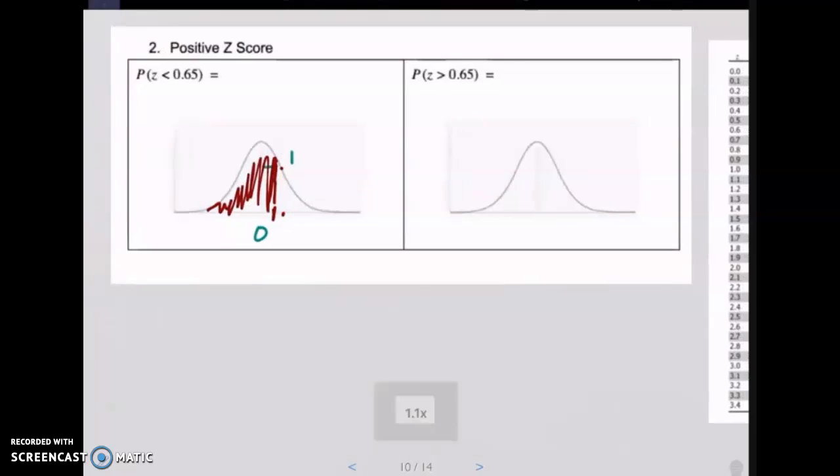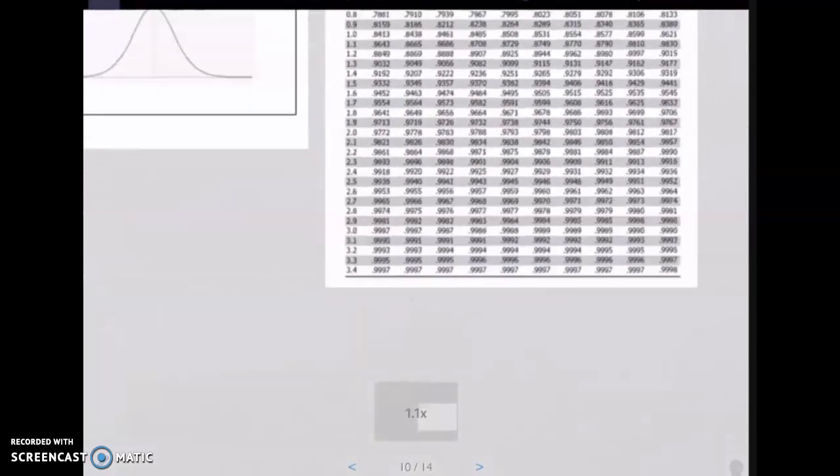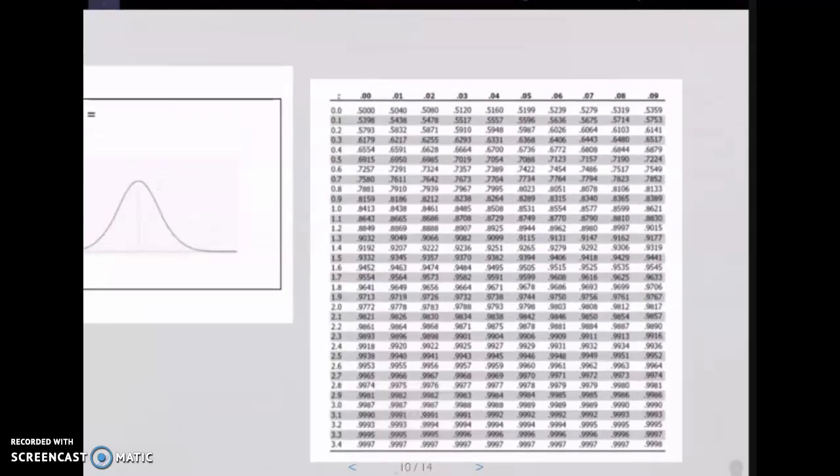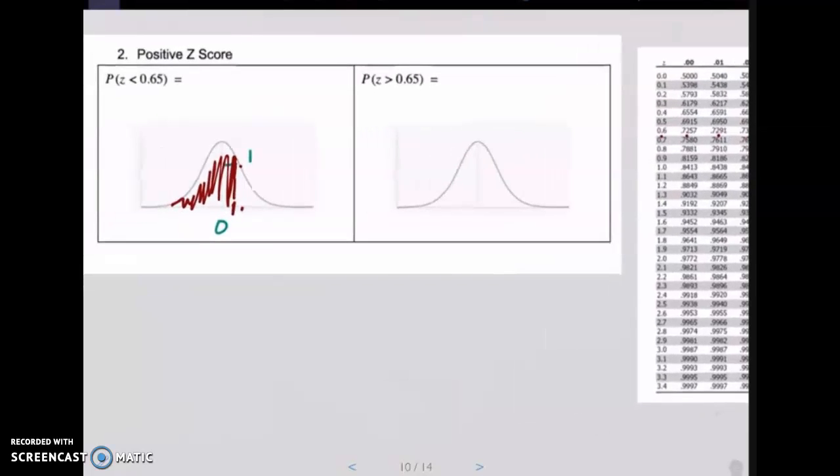So less than 0.65, it's a positive 0.65. So 0.6, 0, 1, 2, 3, 4, 5. 0.7422. So I know this is going to be 0.7422.